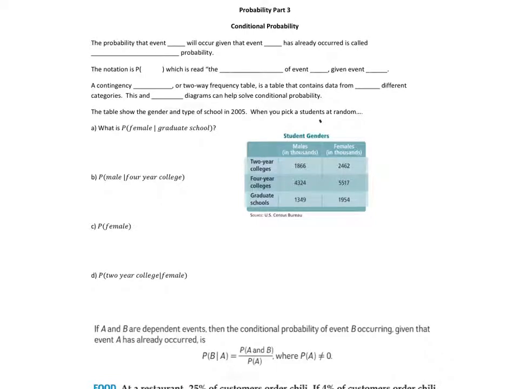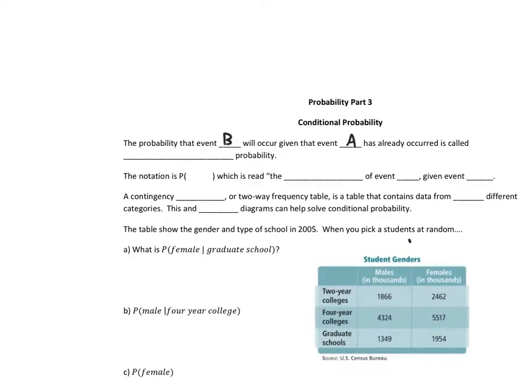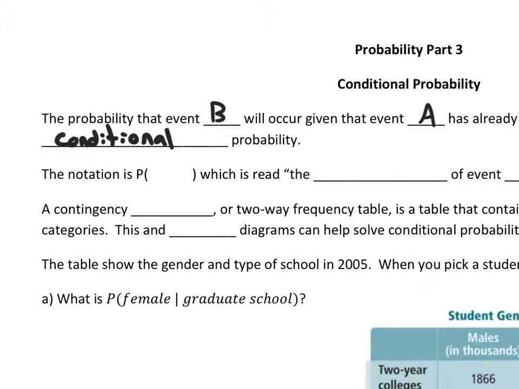Hello, here in this video we're going to look at probability part 3, and it's going to deal with something called conditional probability. The probability that event B will occur given that event A has already occurred is called conditional probability. The notation looks like this.